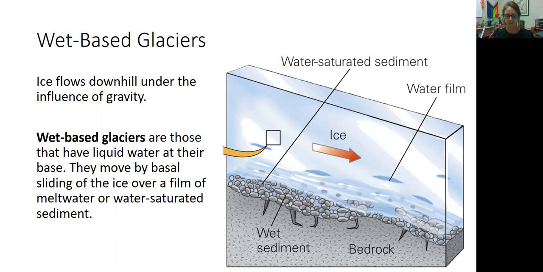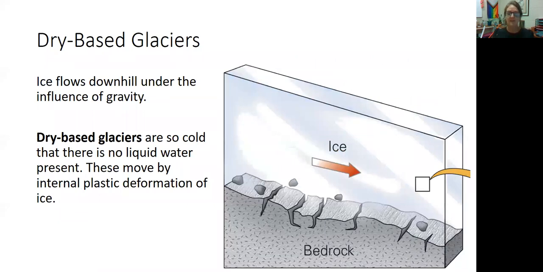That's a wet-based glacier. However, some glaciers are so cold that liquid water can't persist at the base of the glaciers. Instead, it's just solid, cold ice. There's no liquid in between the glacier and the ground. So instead of that glacier being able to easily slide over the wet ground, the ice itself deforms.